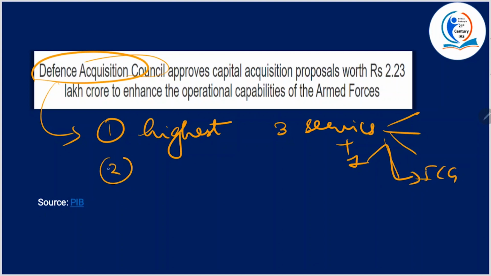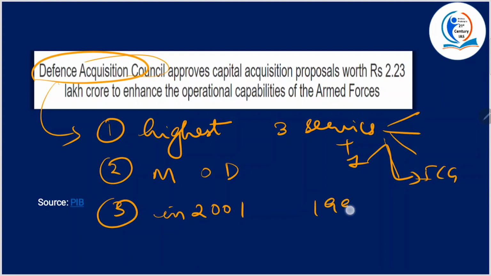And who is the chairman of the council? It is the Minister of Defence. Alright. And when was it formed? It was formed after the Group of Ministers' recommendation on reforming the national security system in 2001, post-Kargil War of 1999. So, post-Kargil War.